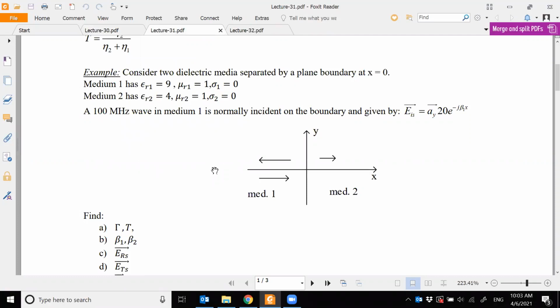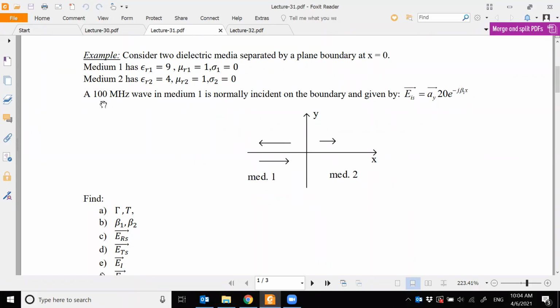Let's very quickly go through this example because it is very straightforward. It says that it has a boundary at x equal to 0. So x equal to 0 is the boundary, and this is my medium 1, and this is my medium 2. My medium 1 has these characteristics: the dielectric constant is 9, mu r1 is 1, and sigma 1 is 0. And epsilon r2 is 4, mu r2 is 1, and sigma 2 is 0.